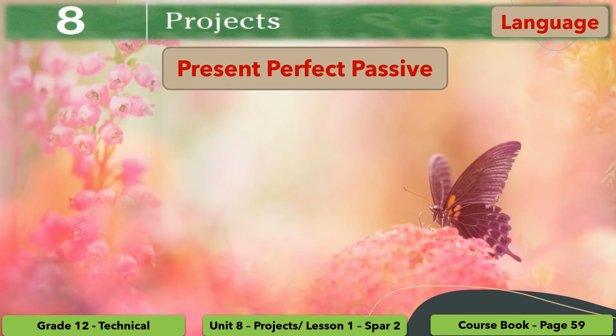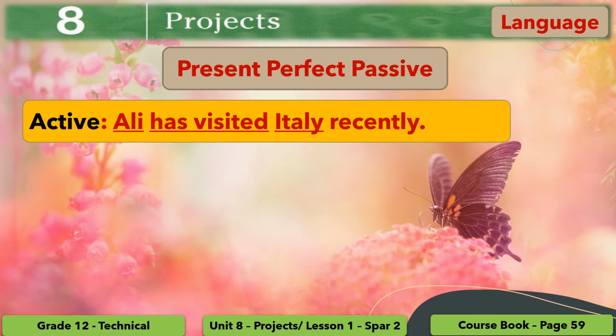Dear students, as we said, we will discuss the passive voice, and the tenses we will talk about today are the present perfect and the past simple. We will begin with the present perfect passive. As you can see here, we have the following sentence. Ali has visited Italy recently. In this sentence, we have the subject, the doer of the action, Ali, and he has visited as the verb. Then we have Italy as the object.